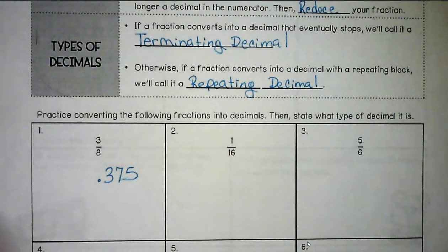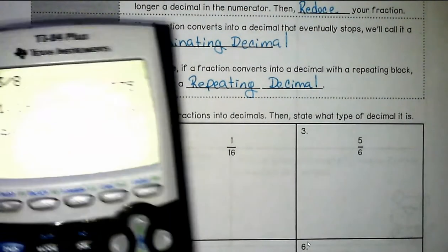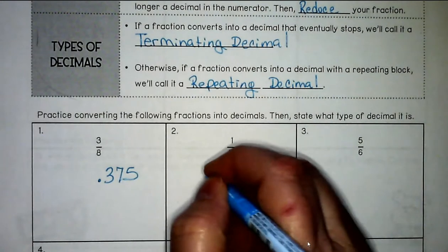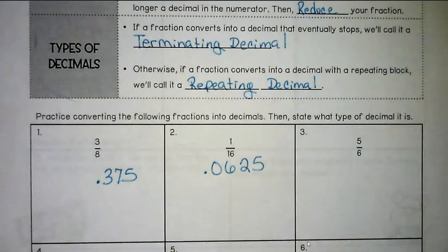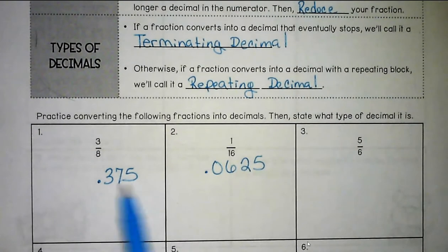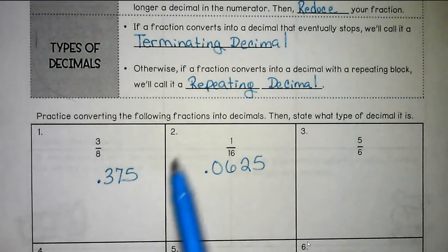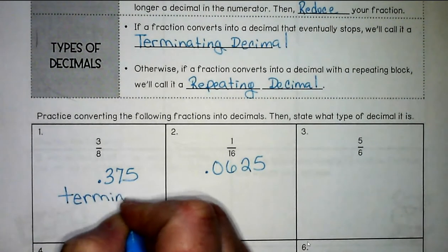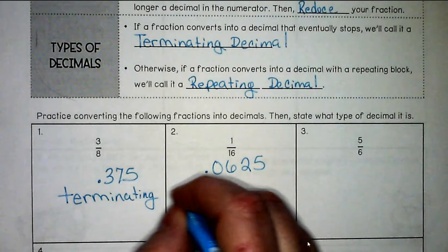1/16. You would use your calculator again. 1 divided by 16, and I get 0.0625. Now, let's talk about these two numbers. Would we call these terminating or repeating? Did they come to an end? Yes. So this is terminating. Did this one come to an end? Yes. So this is terminating.